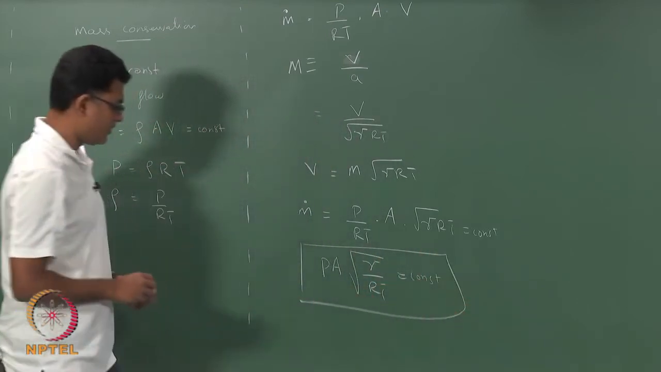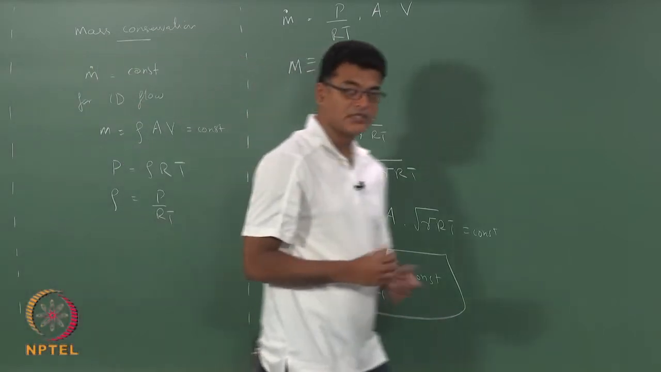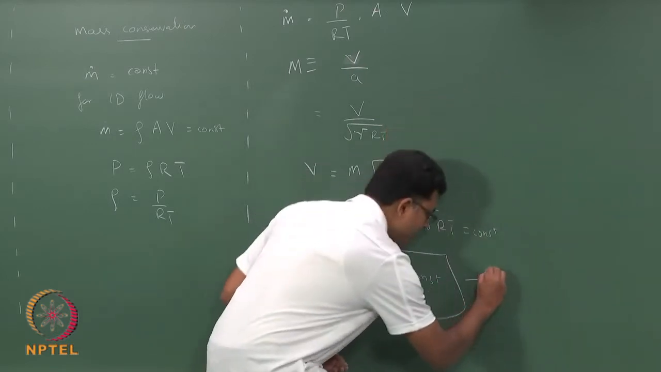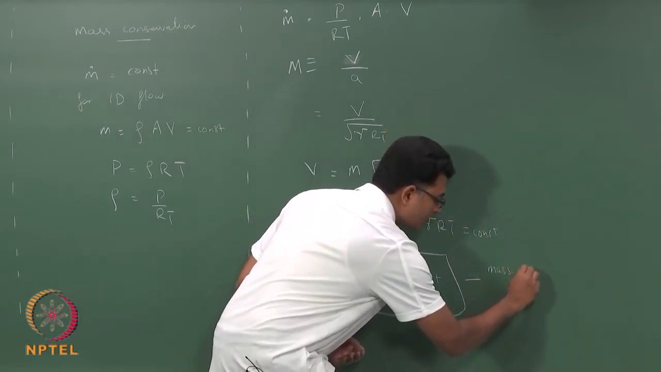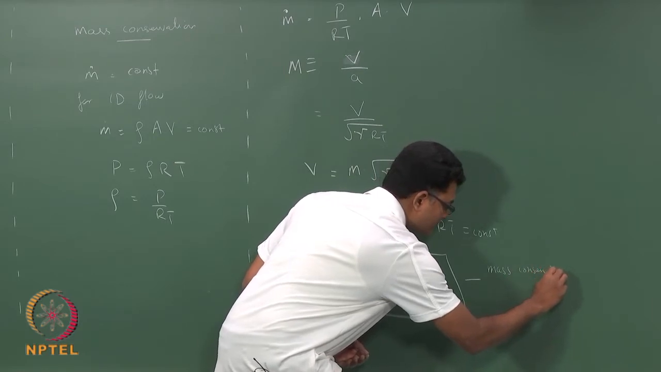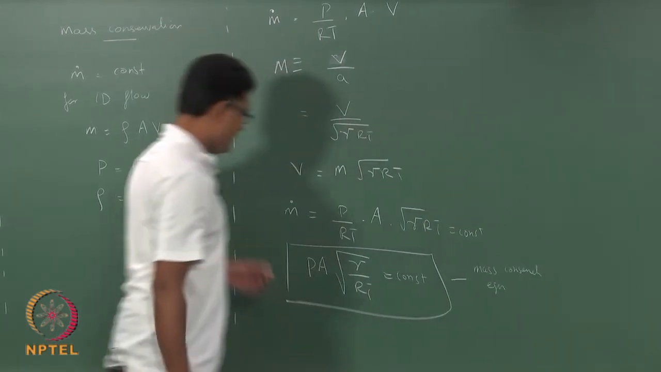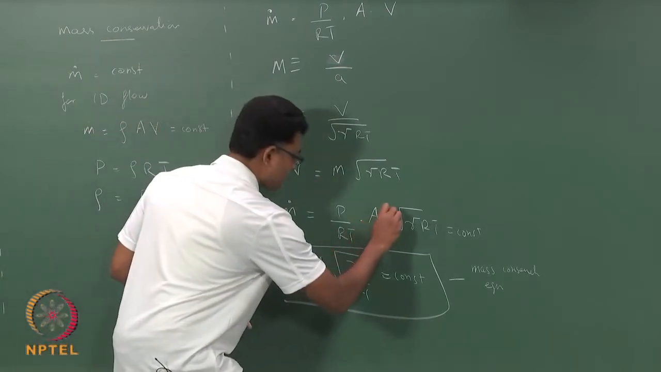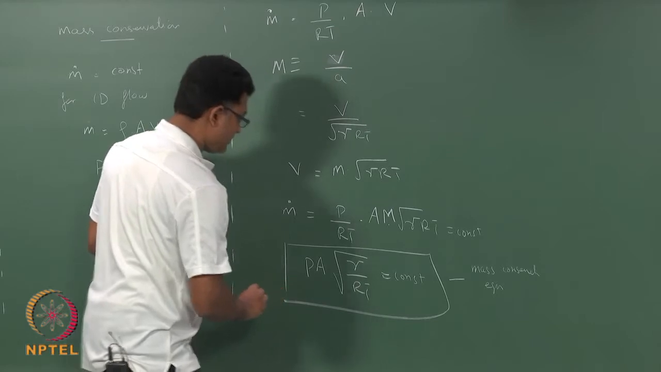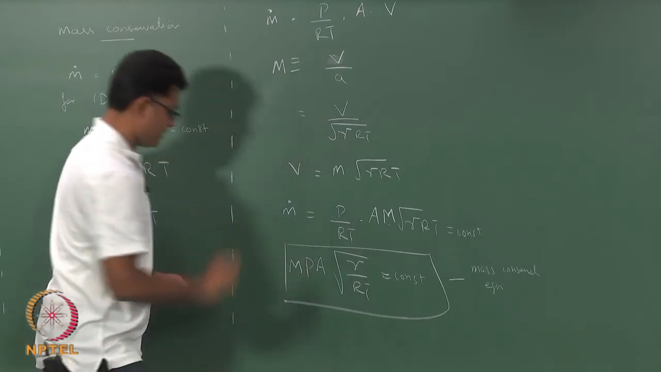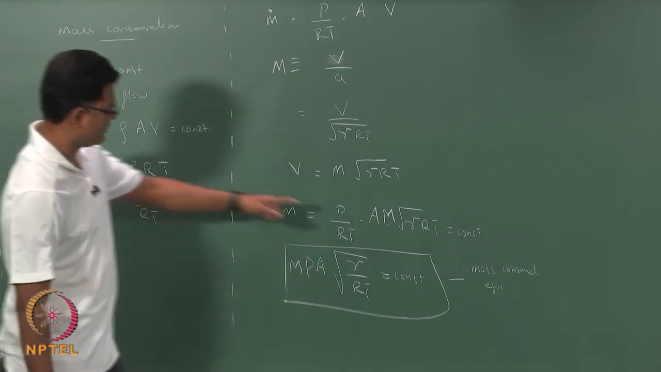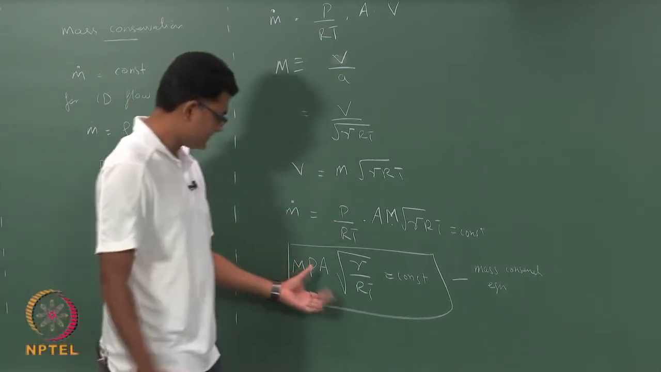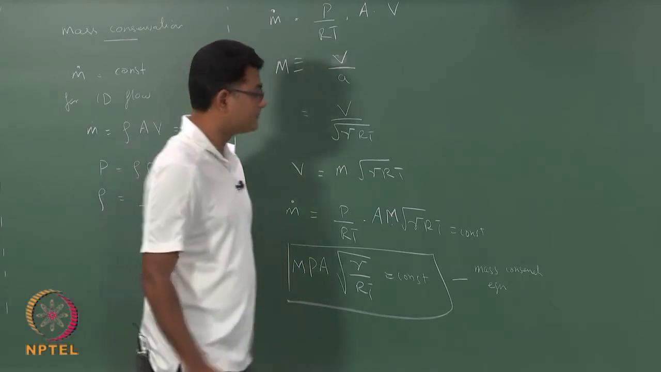So, this is another form of mass conservation equation. There is an M missing, Mach number M is here. Okay. So, this is mass conservation in terms of Mach number.